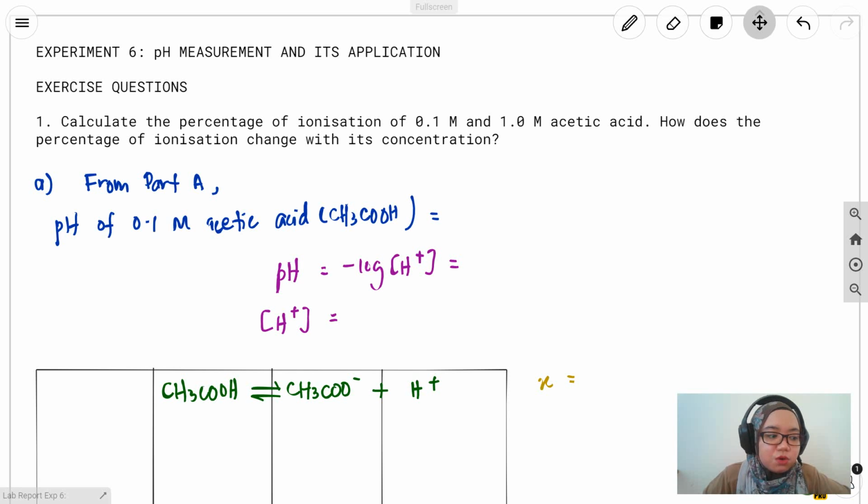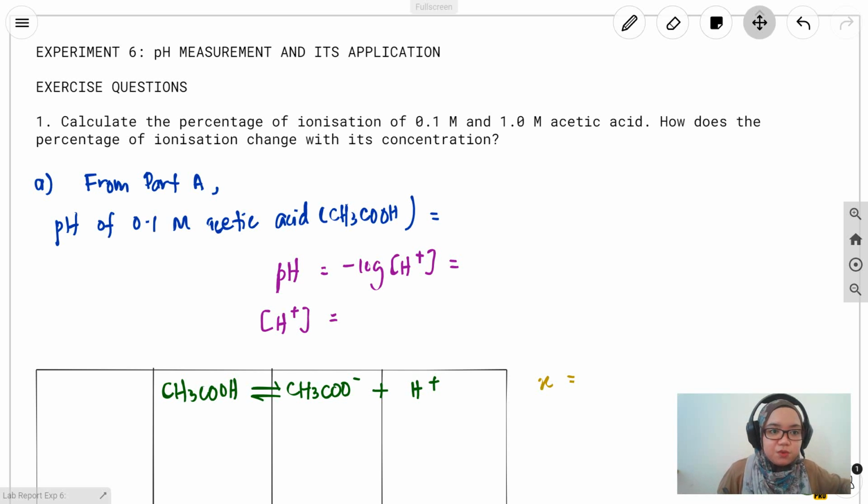So today I'm going to explain the calculation for experiment 6, pH measurement and its application. Because most of you haven't covered this chapter 7 yet, I think I need to do a video for you to understand how to calculate it to answer the exercise questions. If you go to your lab manual, you can see that there are two exercise questions that you need to answer and do the calculation.